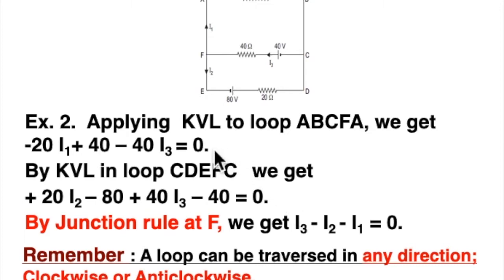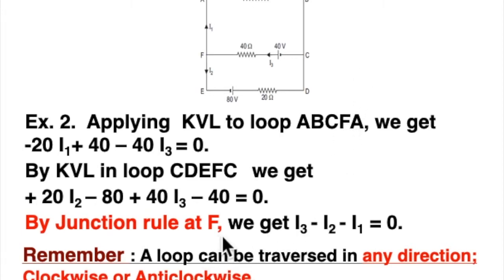So, we have two equations, two loops. You can also take this loop A, B, D, E, A, or you can traverse in the opposite direction. The only thing to be remembered is it should be a closed loop.